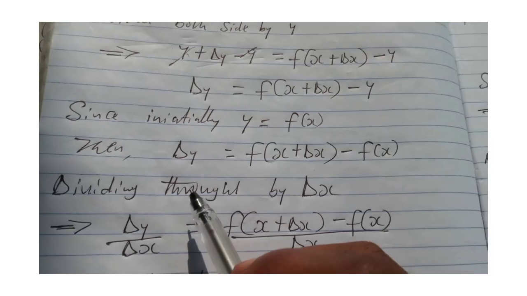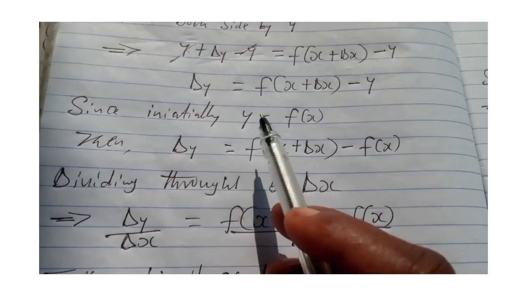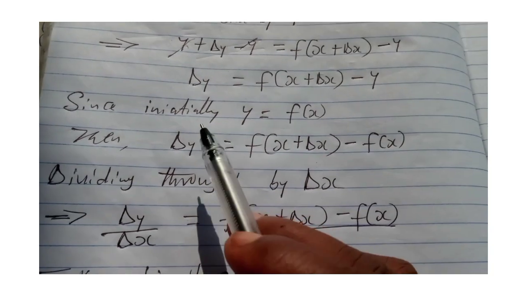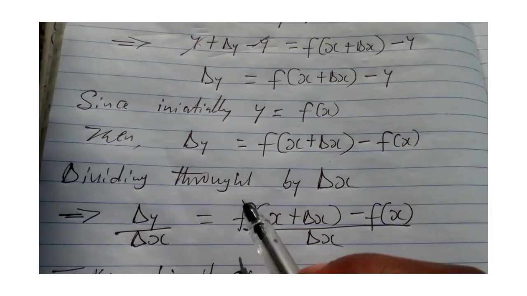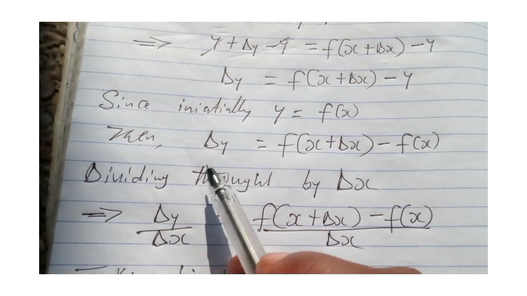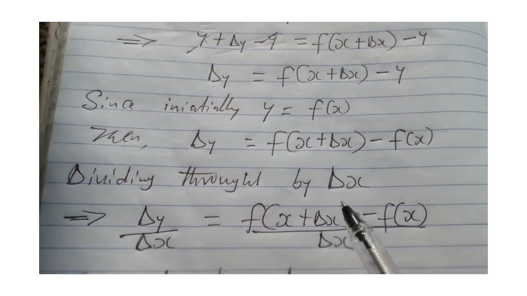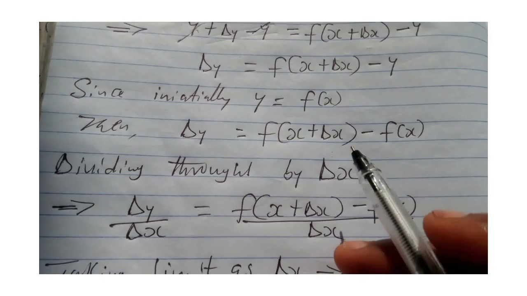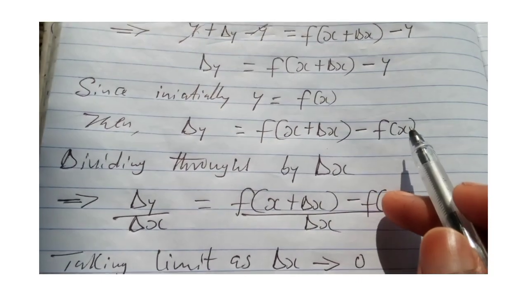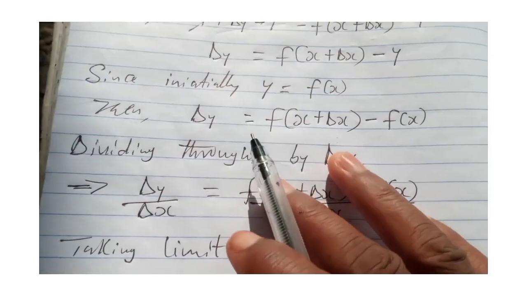Now we divide through by δx because we want the equation to be in the standard form of δy over δx. So we divide through by δx. That's why I have δy over δx equals f of x plus δx minus f of x, all over δx, on our right hand side.